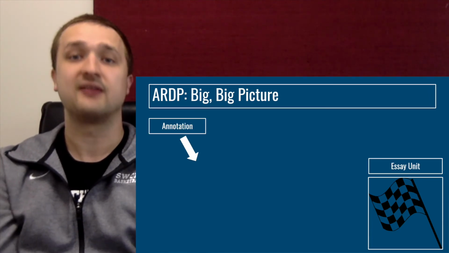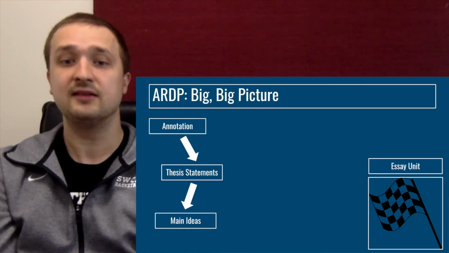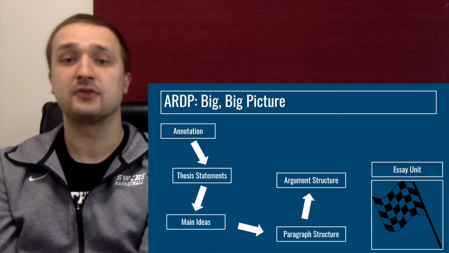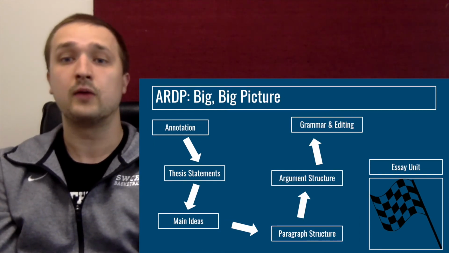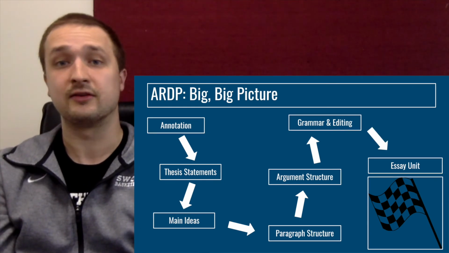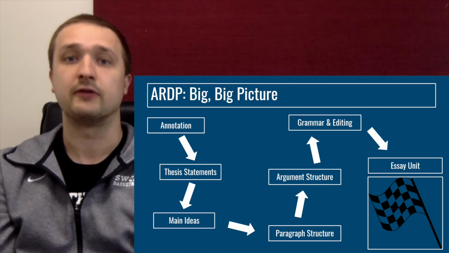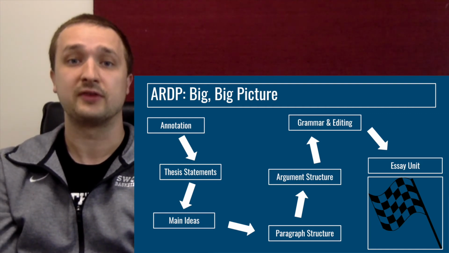So we are actively getting ready for that end goal right now. Here's what that looks like. Here's the essay unit. There's the finish line. We're going to start with annotation, and then we'll throw in thesis statements. So then we'll throw in main ideas and paragraph structure and argument structure, grammar and editing along the way, and that will get us prepared for this essay unit so that, like I said, when we get there in the spring, it'll feel much easier than it would have if we started it right now, with all of this work to help us get there.